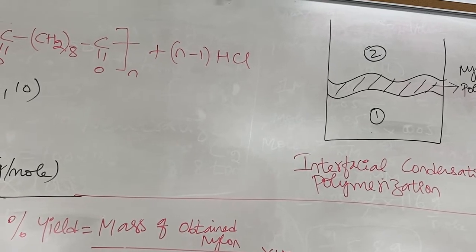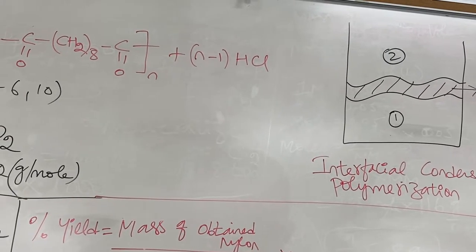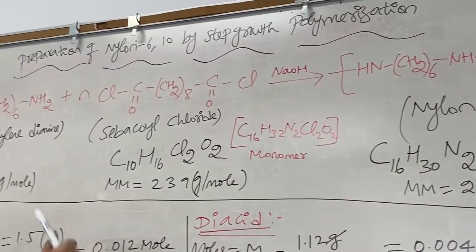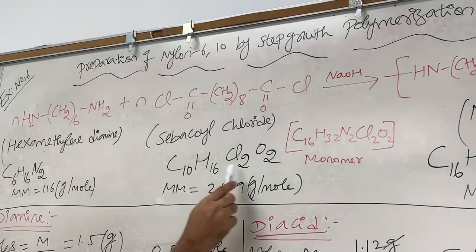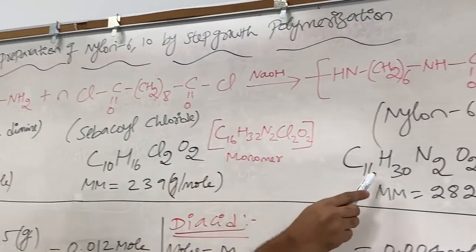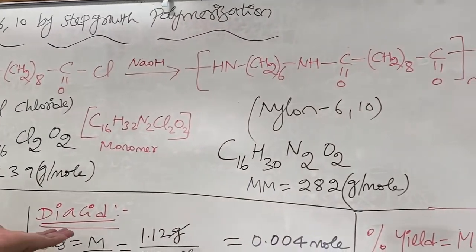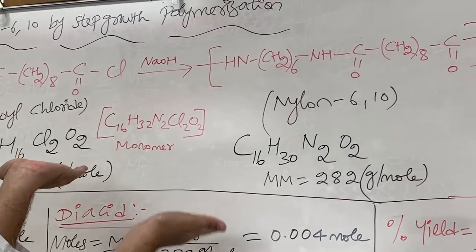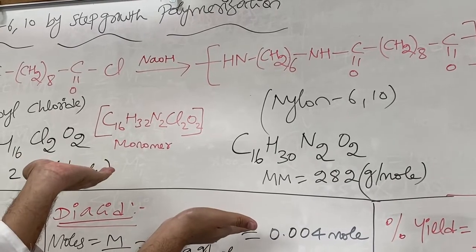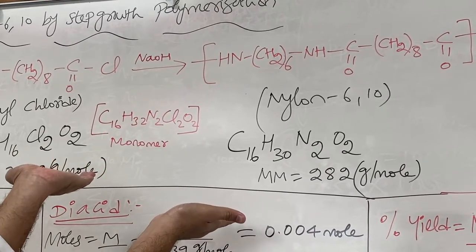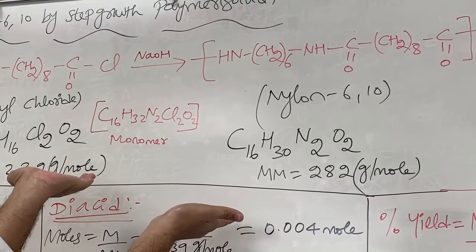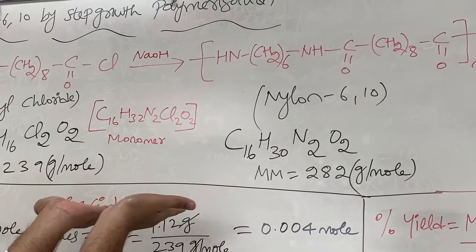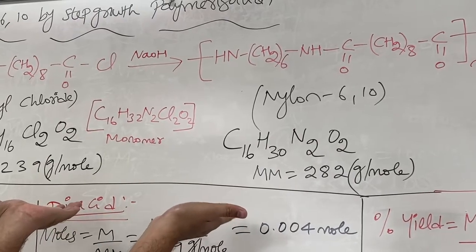Then the next technique to differentiate addition and condensation reaction is the number of atoms. So the number of atoms in the monomer will be greater than the number of atoms in the polymer. It will be like this. So the number of atoms in the monomer will be higher, and the number of atoms in the polymer will be lesser. If it is like this, then we can call it a condensation reaction. In an addition reaction, the number of atoms in the monomer and polymer will be the same.